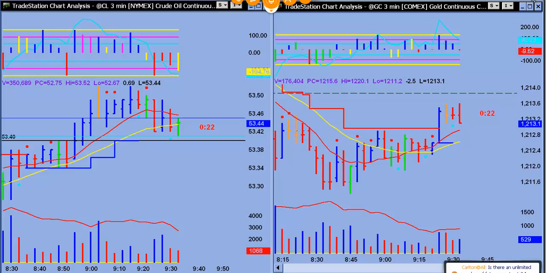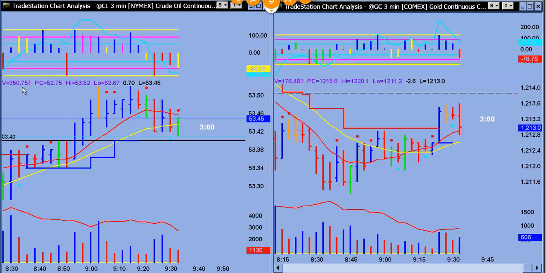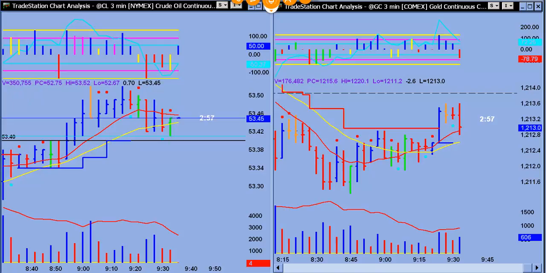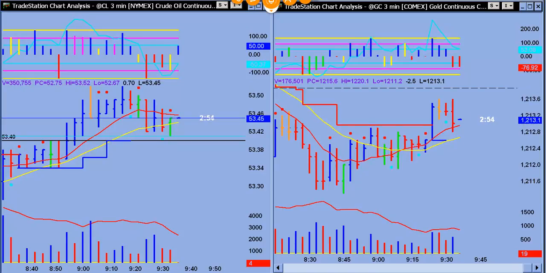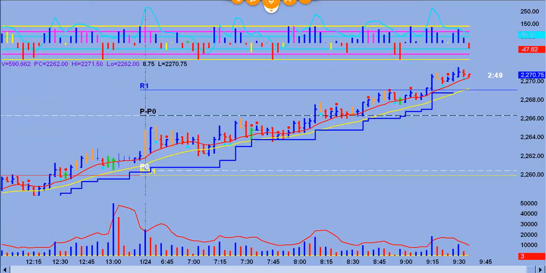Is there an unlimited number of futures contracts? I understand the stocks, but, well, the last thing was there. Right now you can see here the volume, Carlton. And gold today, 176,000 contracts have been traded. And over here in oil today, 350,000 contracts have been traded. The S&P should be by now over at least 800,000. On a good day, you're going to have 1.5 million. It says close to 600,000 in the S&P.